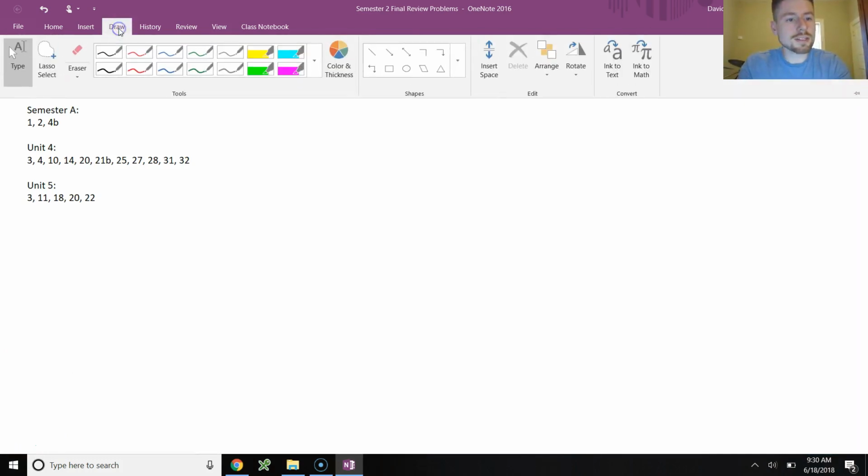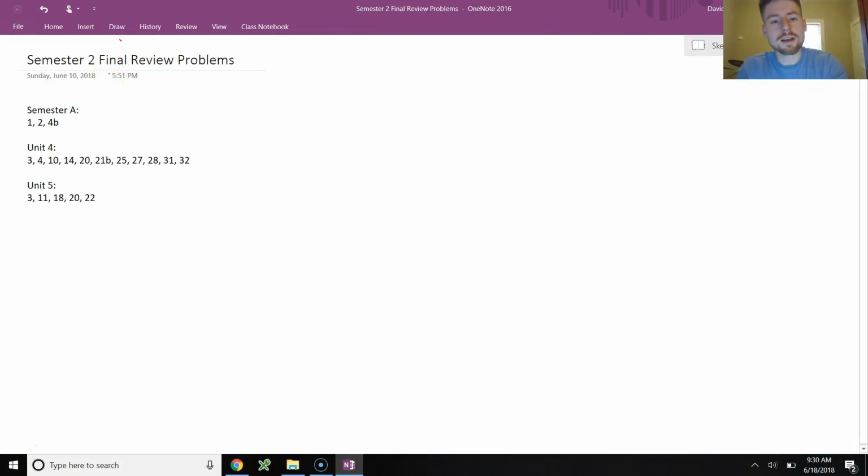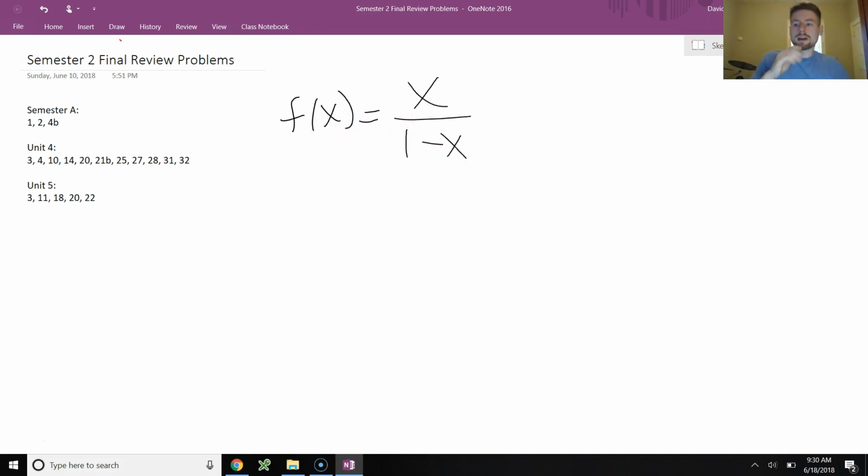Okay, so the next question was about finding the inverse to the function f of x equals x over 1 minus x, and the domain and range of the inverse. Now, it's a little bit tricky to find the domain and range of the original. Well, the domain is actually pretty easy to find, but the range is trickier. So what we'll do is find the domain of this function. Its domain is just everything except 1.